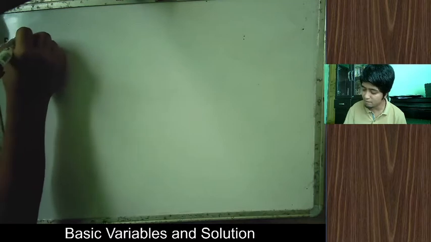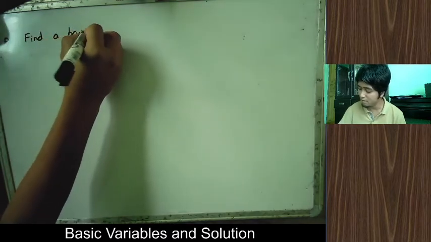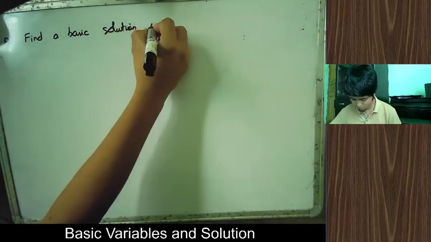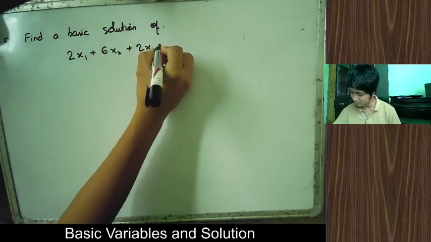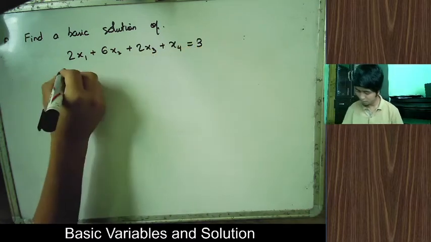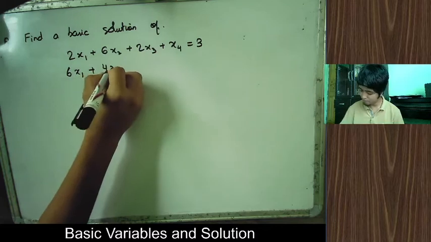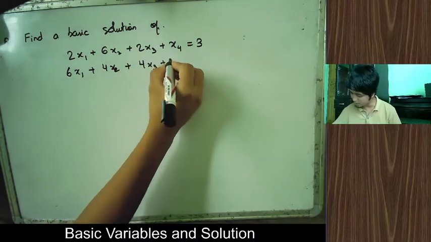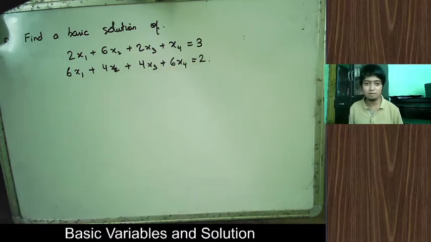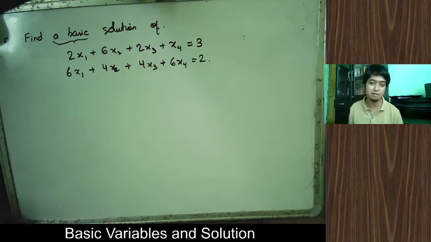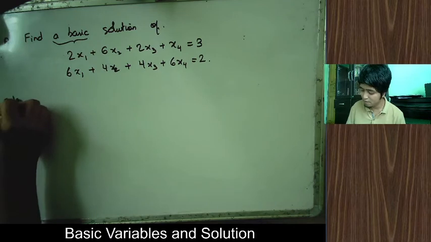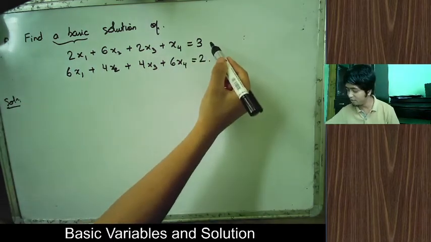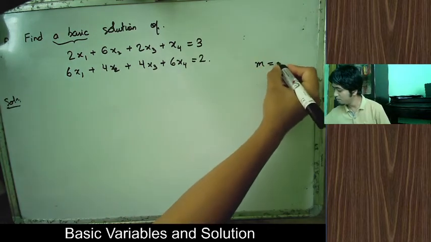The question is: find a basic solution of the equations. I'm writing here 2x1 plus 6x2 plus 2x3 plus x4 equal to 3, and 6x1 plus 4x2 plus 4x3 plus 6x4 equal to 2. Notice the question says "a" basic solution. Why are we using the word "a"? Because we can find many basic solutions, depending on our choice. How many equations do we have? We have two equations, so m is equal to 2.